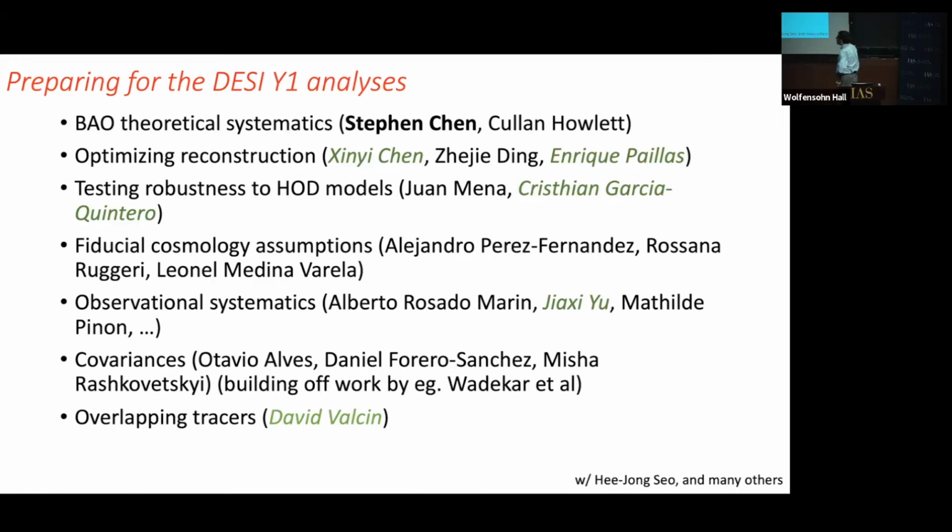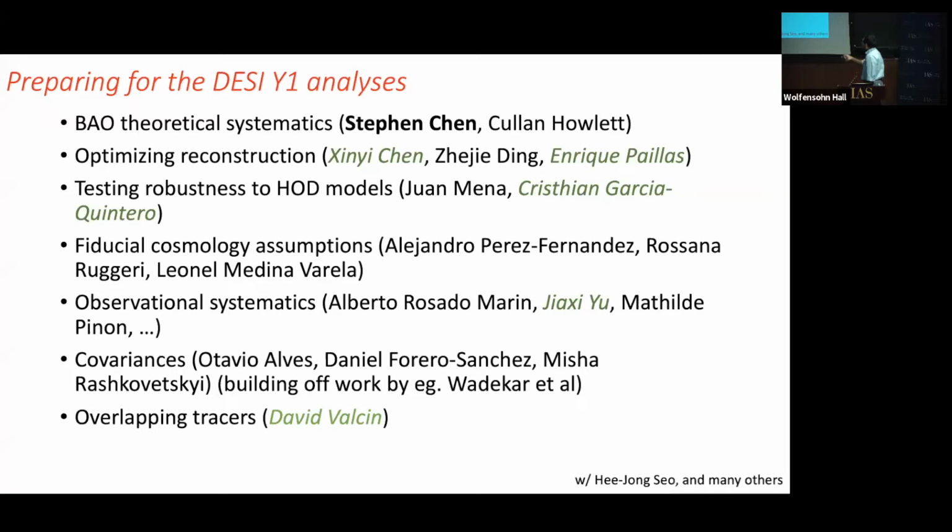One piece of this process, as I told you, one of our questions has been not just to beat down on the statistical error, but to beat down on the systematic error. And so a big part of the work that we've been doing is trying to understand the various places where systematic errors can leak into those measurements. How well have we understood what we're doing to these measurements? There's not just the measurements that I showed you, but a whole host of papers that run from theoretical systematics, which Stephen is one of the leaders of, through thinking about reconstruction, testing robustness to various galaxy models, testing robustness to cosmology, the observational systematics, making sure we get error bars, and things like that.